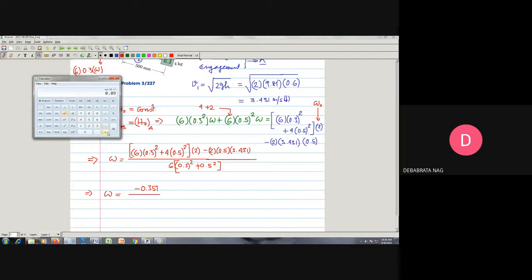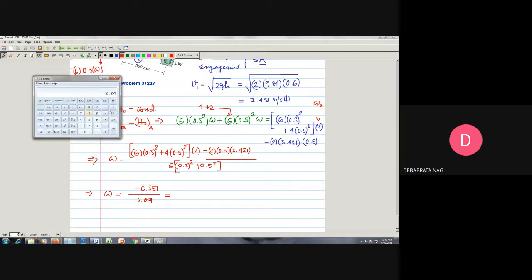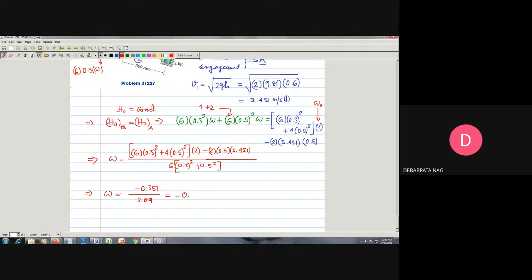So we just check, plus this is 0.5 square. So this multiplied by 6 gives us 2.04. So 2.04. So that means this is going to be equal to how much? So we can take the reciprocal and multiply it by 0.351, and the result turns out to be 0.1721. So we can say this is minus 0.1721 radian per second, or we can say 0.172 radian per second. We may not take this one.